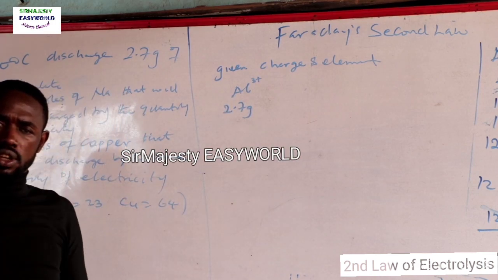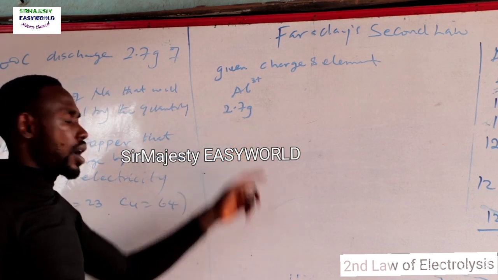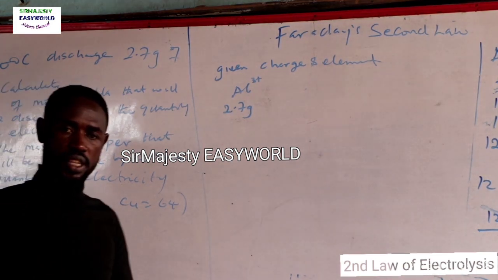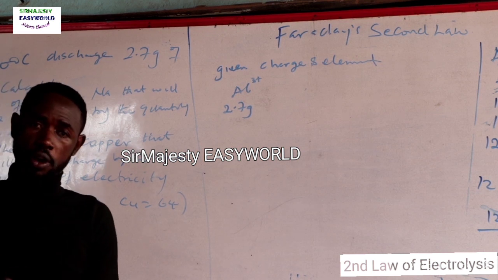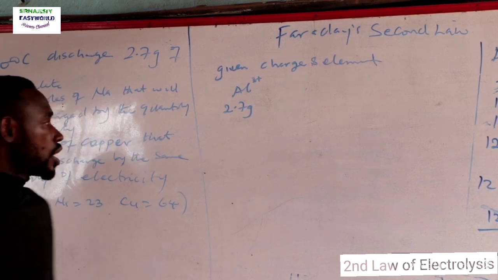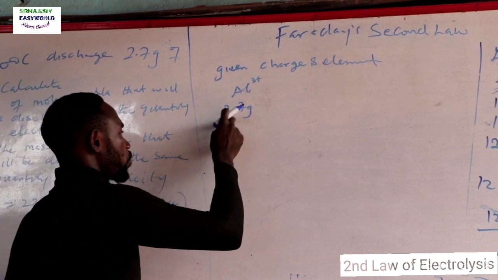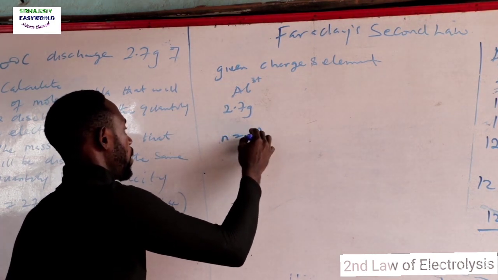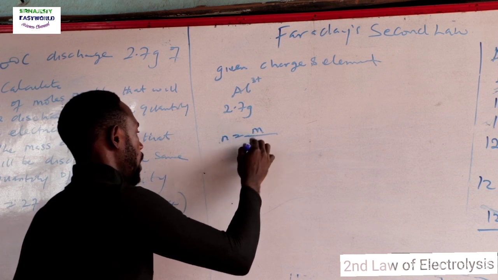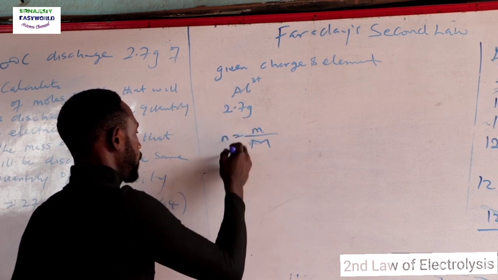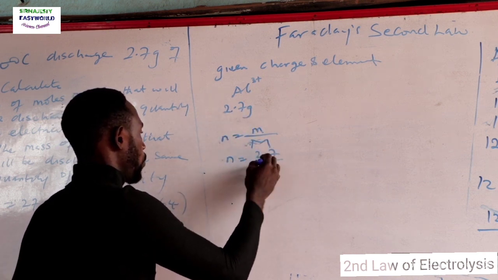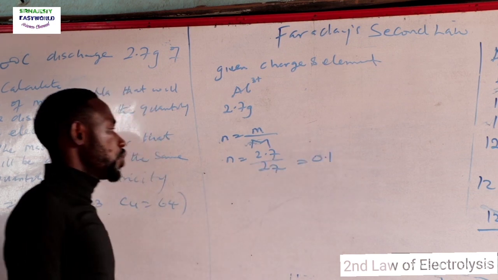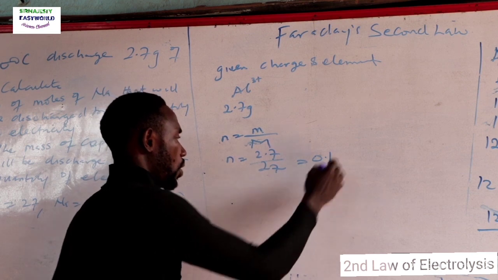And as far as the second law is concerned, you cannot work with this gram. You have to convert it to mole, because that's what the law states, not mass. Rather, it says the number of moles is inversely proportional to charge. So we have to convert this to mole. By so doing, we have that n is equal to mass over molar mass. What is our mass? 2.7 over 27, which will give you 0.1.